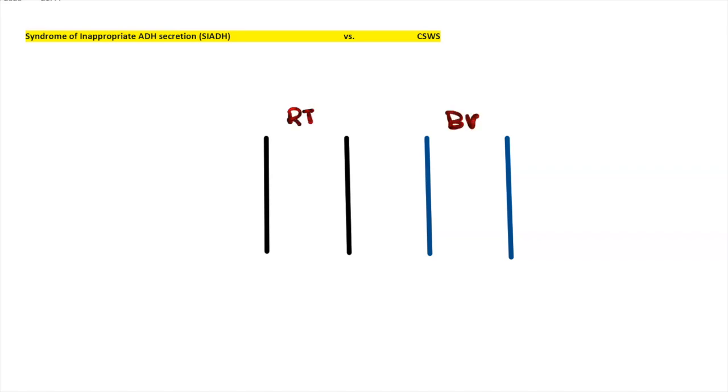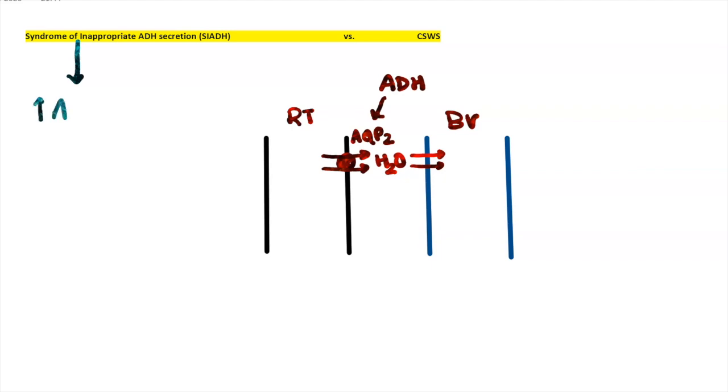In the collecting duct, water is reabsorbed from the renal tubule into the blood vessel. This is done by aquaporin 2 channels, which are under the positive control of ADH. ADH stands for antidiuretic hormone. Now in SIADH, there is an increased amount of ADH in the blood which is inappropriate for the required condition. Because of this increased ADH, there is increased water reabsorption from renal tubule into the blood vessel.